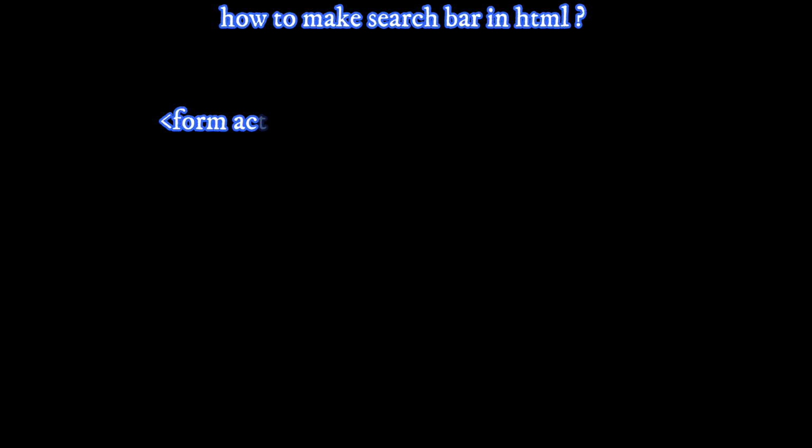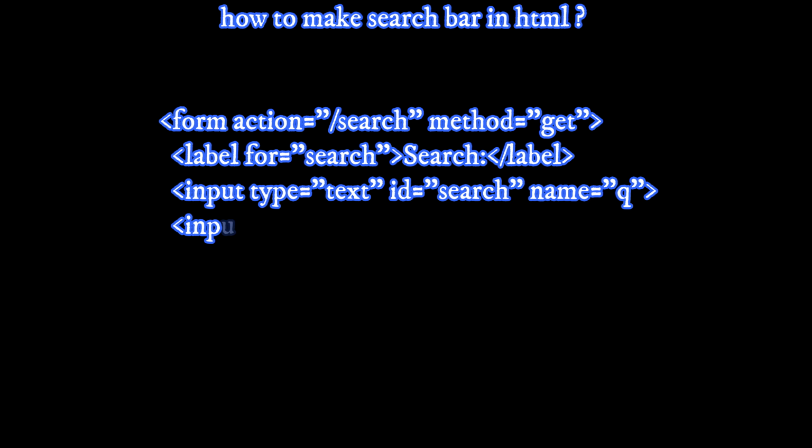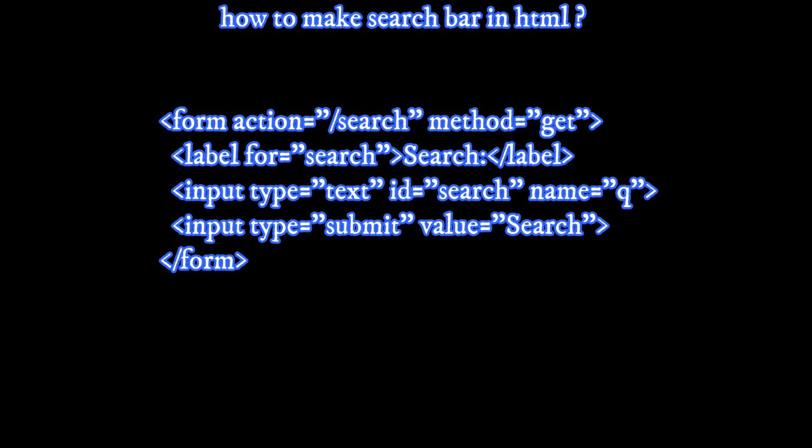How to make a search bar in HTML? To make a basic search bar in HTML, you can use an HTML form element with an input field and a submit button. Here's an example. In this example, the action attribute specifies the URL of the search results page. The method attribute is set to get to submit the search query as a URL parameter.